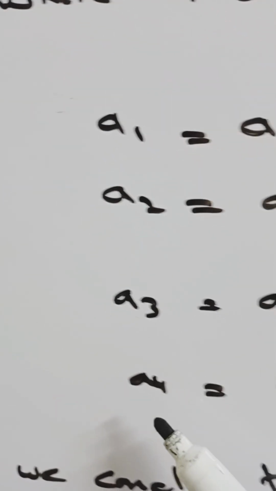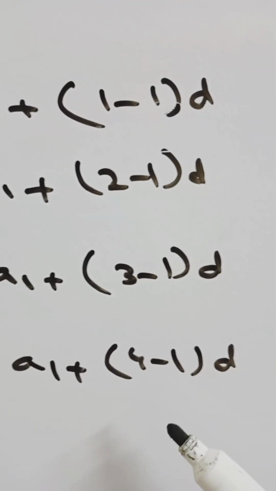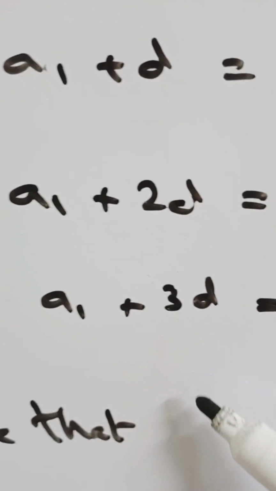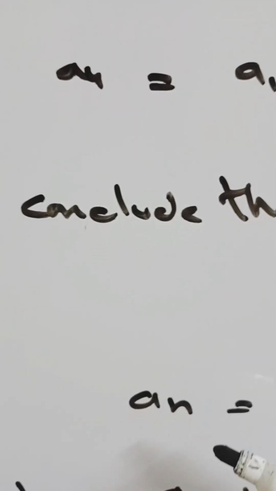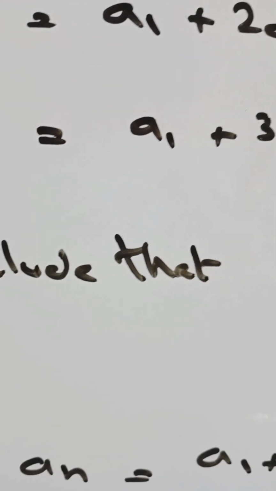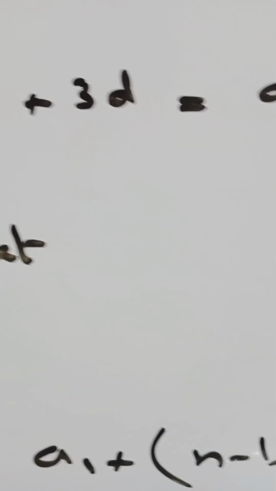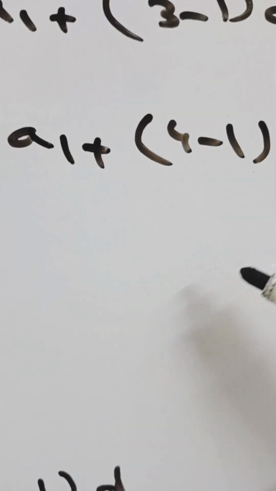Now, a4 equals a1 plus 3d, which equals a1 plus 4 minus 1d. You can say that a5 equals a1 plus 4d, which equals a1 plus 5 minus 1d, then 6 minus 1d, 7 minus 1d, and so on. So what we conclude is that a1, a2, a3, a4, up to an equals a1 plus n minus 1d. N minus 1d means 2 minus 1, 5 minus 1, and so on.